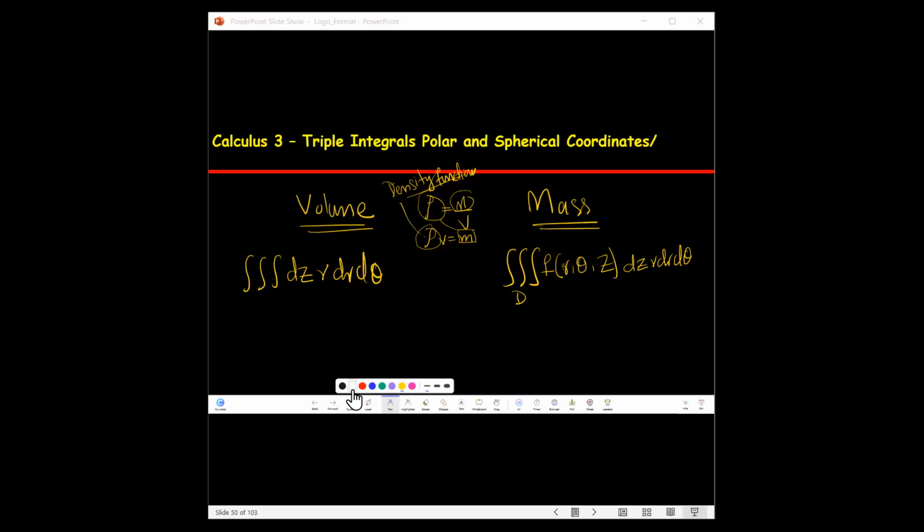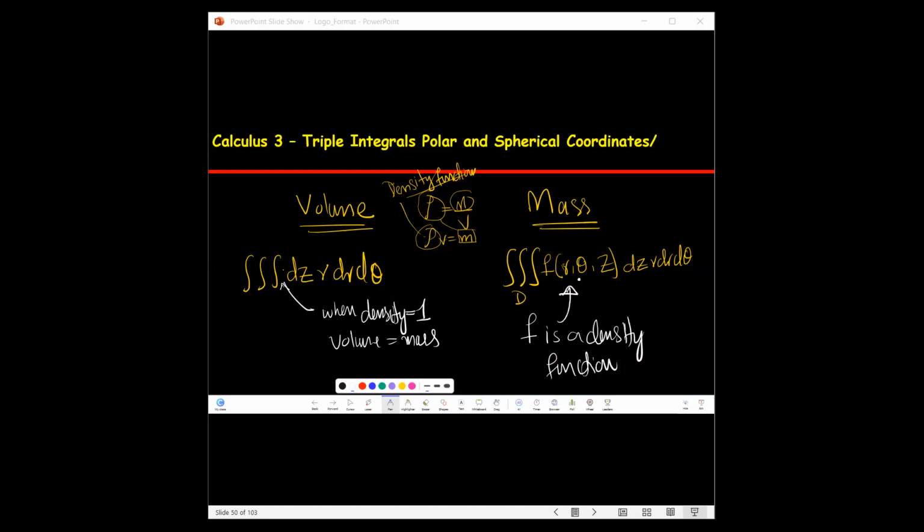And I can maybe say here I have nothing, so it means I have 1. When density equals 1, volume equals mass. Here f is a density function. Okay, so now let's take a look at some examples and go from there.